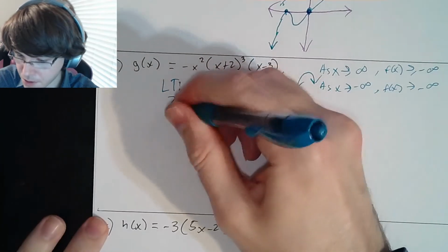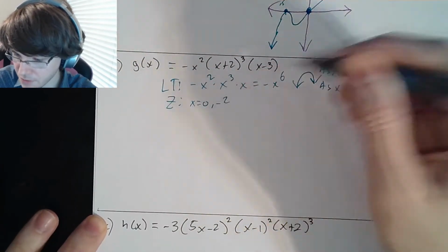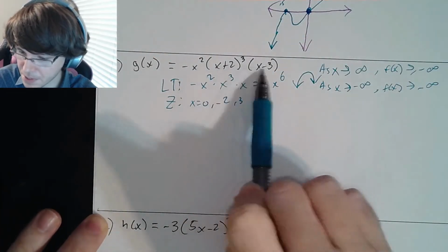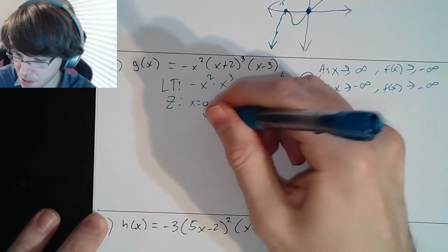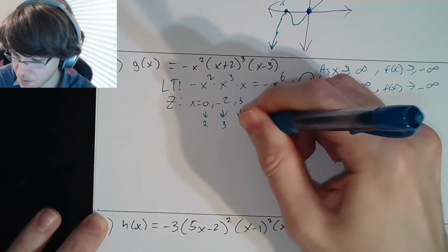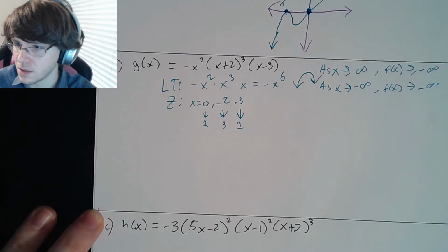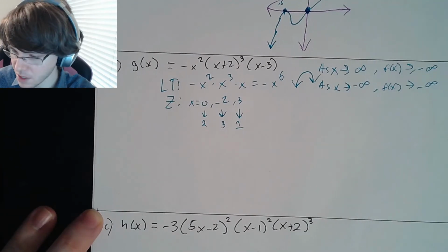Continuing on, we got our zeros, and we got x equals 0, -2, and 3. Again, it's the opposite of those signs. This one's got a multiplicity of 2. This one's got a multiplicity of 3, and this one's got a multiplicity of 1. Let's continue moving after that.